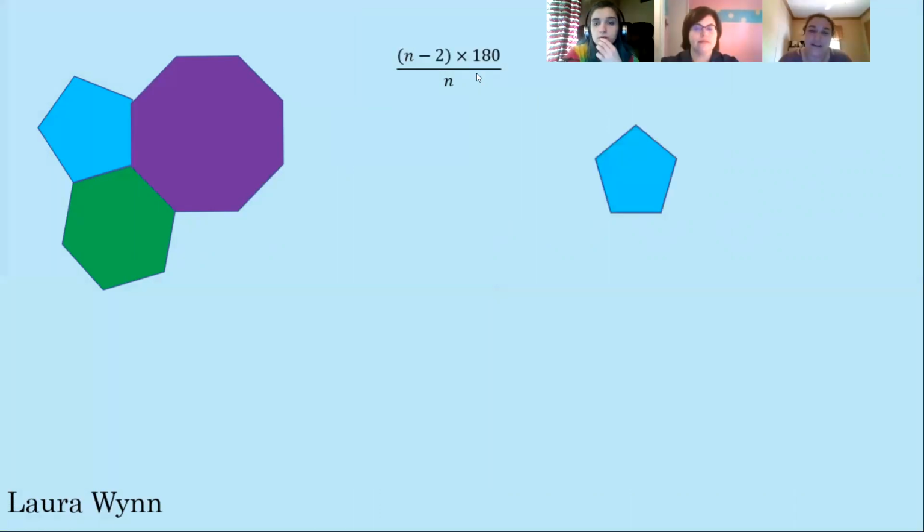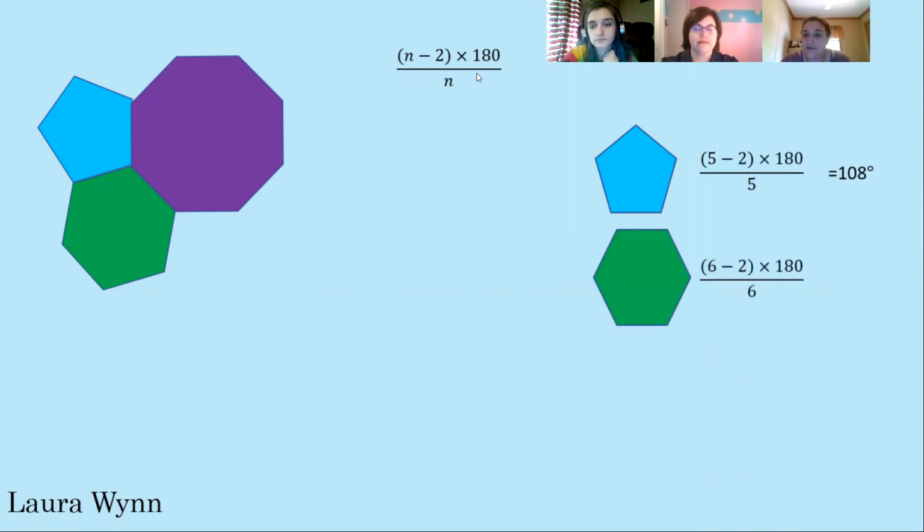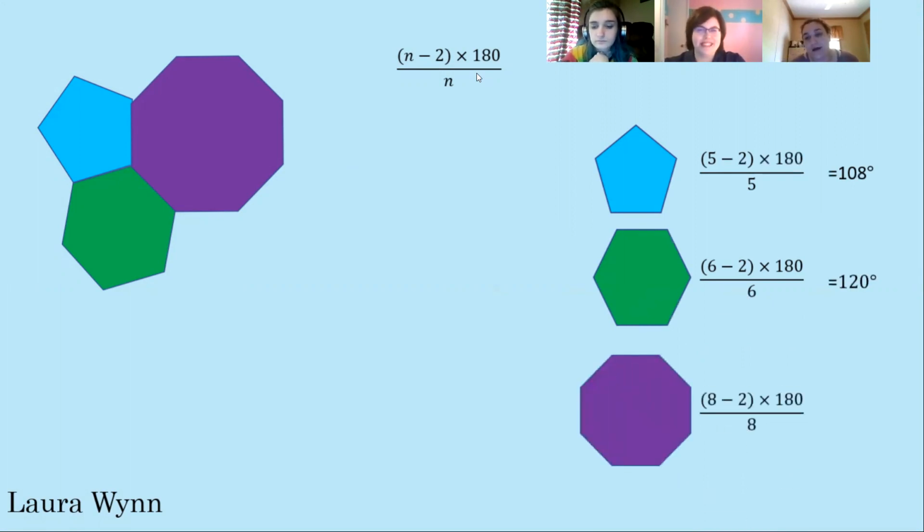So let's bring up our pentagon. There we go. And so we're going to do (5 minus 2) times 180 over 5, which is going to give us 108 degrees. We're going to do the same thing for our hexagon. So (6 minus 2) times 180 divided by 6 is going to give us 120. And then our octagon is (8 minus 2) times 180 divided by 8. And that's going to give us 135.